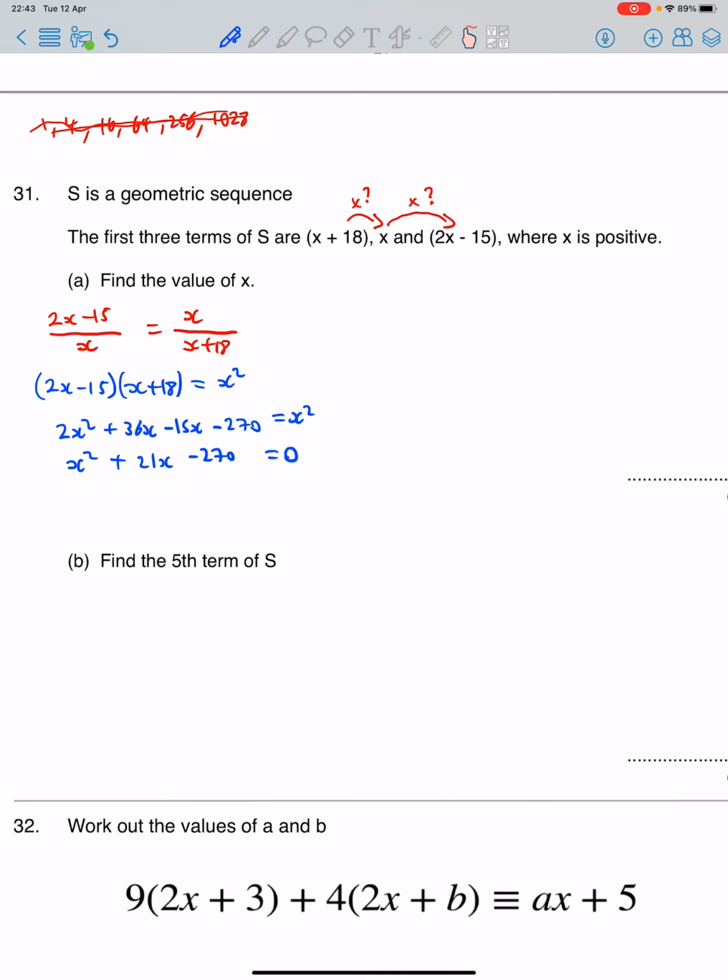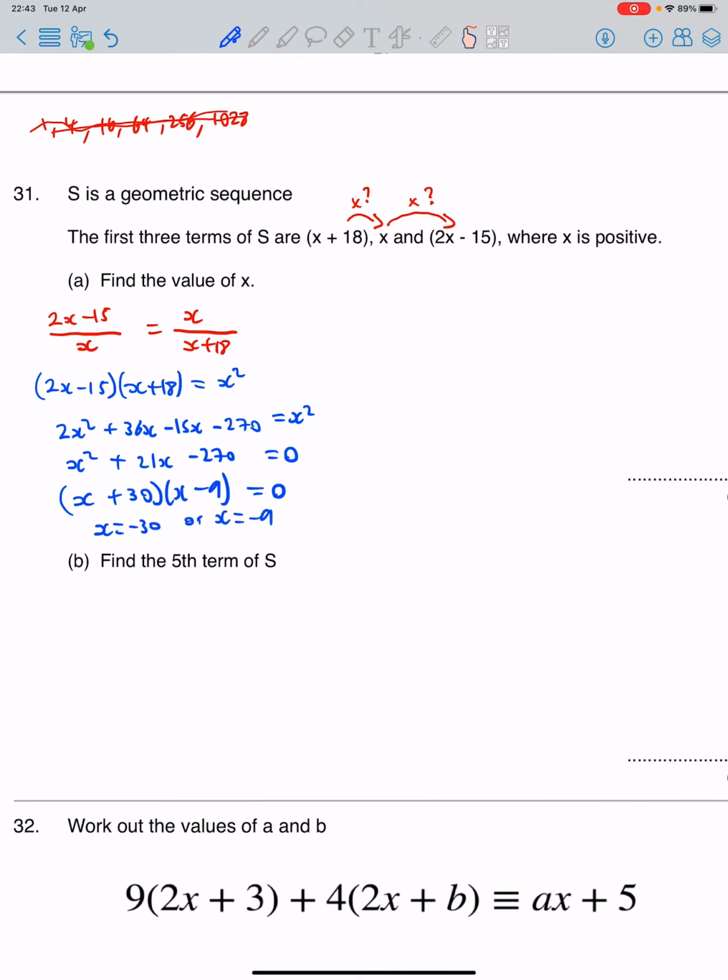I need two numbers that multiply to give minus 270, but add to give 21. That's going to be 30 and minus 9. So I get x plus 30, and then I have x minus 9, and that is equal to 0. So that means that x equals minus 30 or x equals 9.